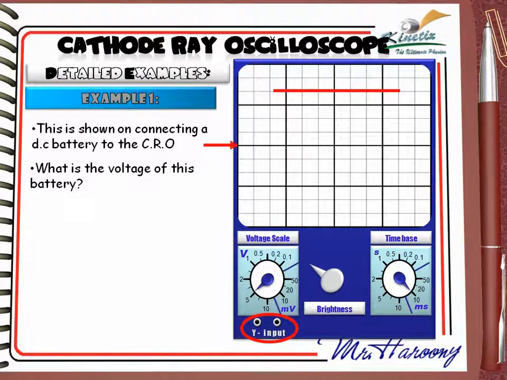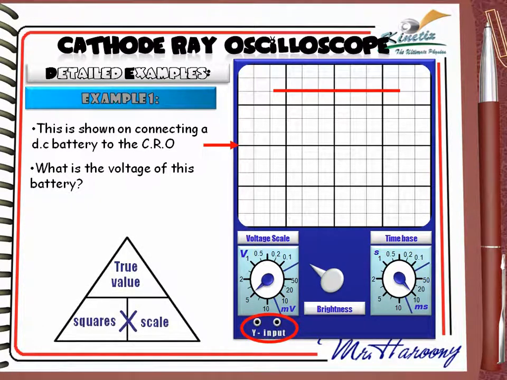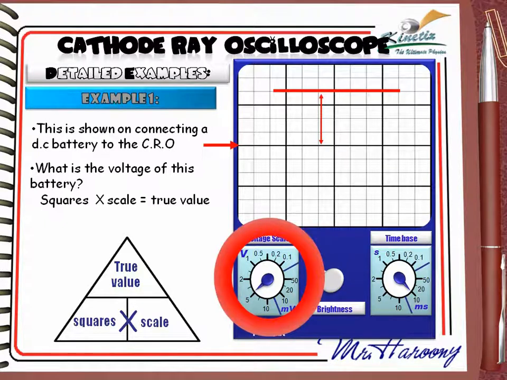First, we must know that this is our zero line, which the red arrow points to. This triangle helps a lot in our calculations. The true value equals the number of squares multiplied by the scale given by the scale control. Since we are reading the voltage, our axis is the Y-axis, which shows 4 squares above the zero line. Looking to the voltage scale control, the Y gain button, you will find that it is adjusted to 5 volts per division. This means that according to the given triangle, the true value of the voltage is the number of squares times the scale. This equals 20 volts.